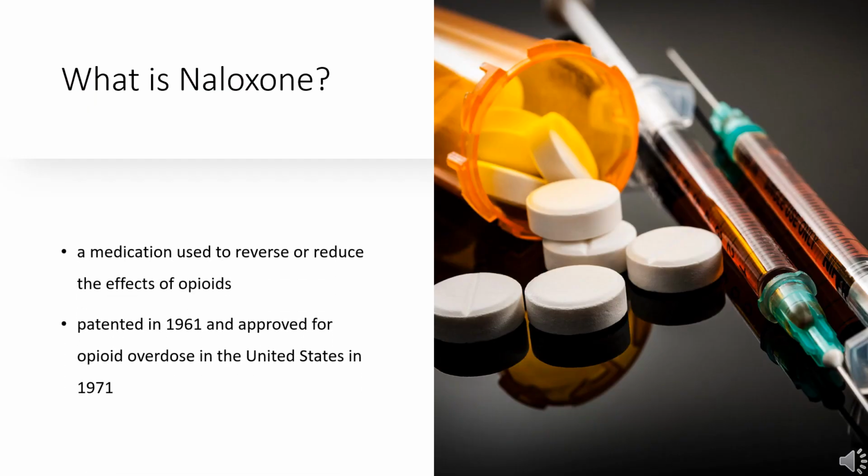What is naloxone? Naloxone is a medication used to reverse or reduce the effects of opioids. It is used to counter decreased breathing in opioid overdose. Naloxone is a non-selective and competitive opioid receptor antagonist. It works by reversing the depression of the central nervous system and respiratory system caused by opioids.